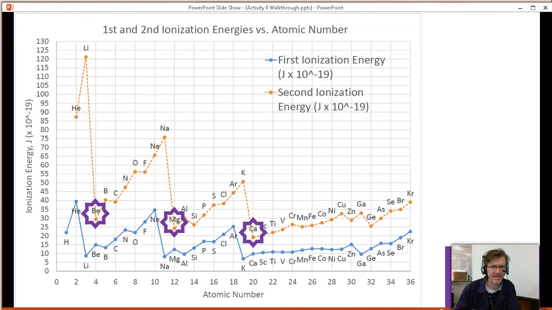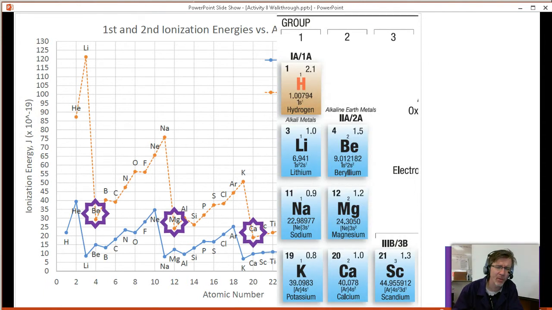Right. And now check it out. Where were those for first ionization energy? Oh, well, where are they on the table? Well, we know they're in group 2. Alkaline earth metals, beryllium, magnesium, calcium. Group 2, alkaline earth metals. Also, sometimes we call it Roman numeral 2, 2A.